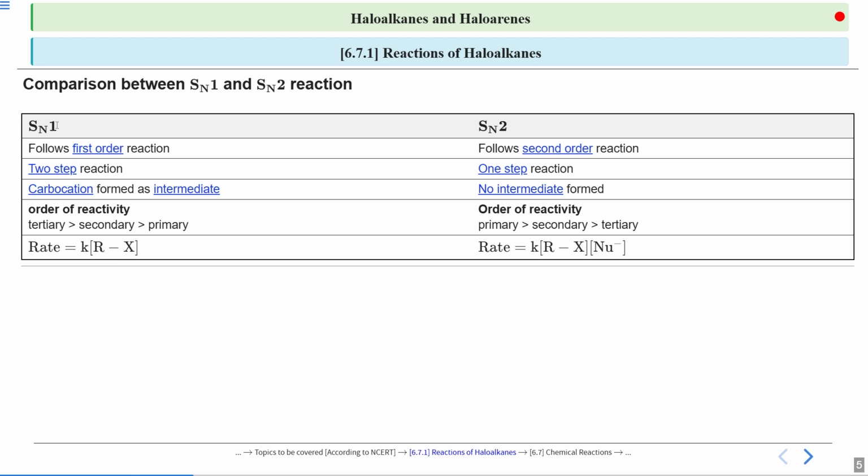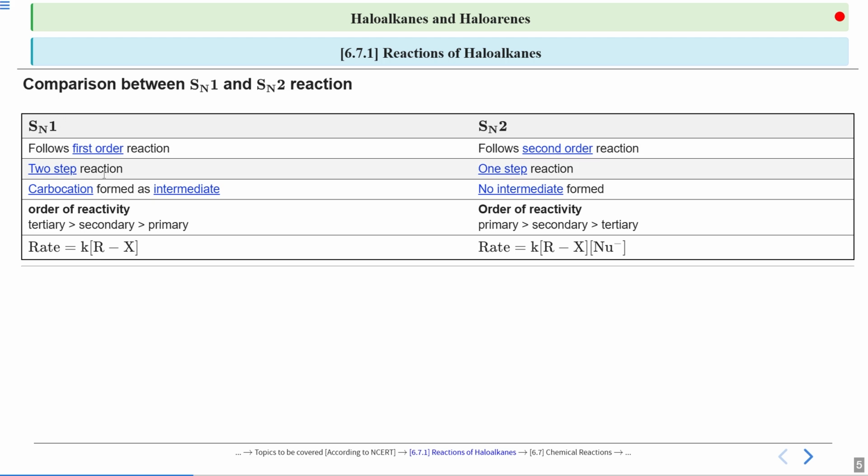SN1 reaction, substitution nucleophilic unimolecular reaction, follows first order kinetics. As I said previously, for the representation of the substitution reaction, S is for substitution, N represents nucleophilic, and 1 represents the order of the reaction. Because it is a first order reaction, that's why we are writing 1. So the SN1 reaction follows first order kinetics, and the SN2 reaction follows second order kinetics.